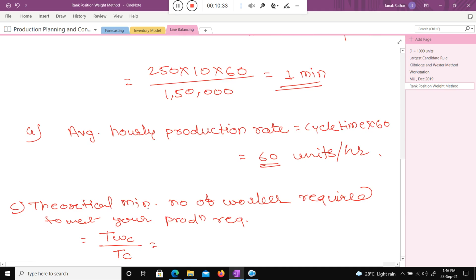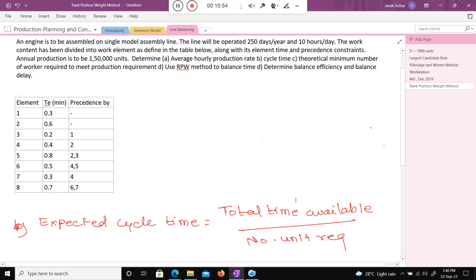So here 3.8, and the cycle time is 1. So 3.8 workers are needed, but I cannot say it like that. So I am telling you 4 workers are needed to complete this requirement. These are the basic things that you need to calculate for all the numericals.